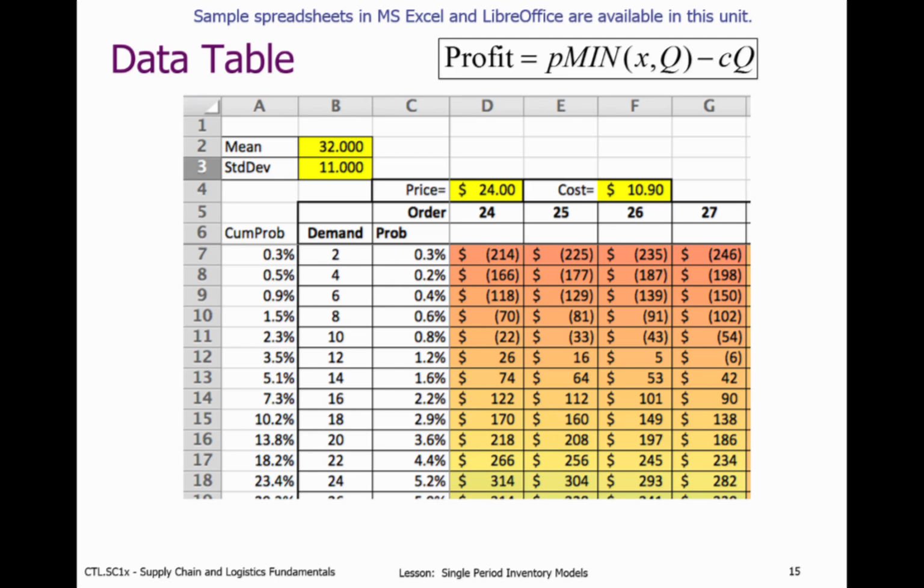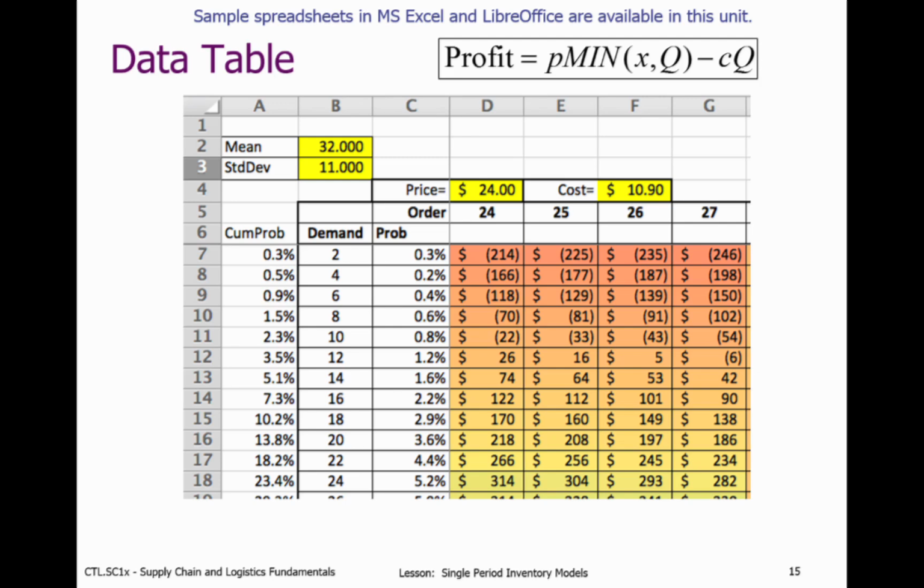Data tables are a great way to test and see different relationships for an equation. So all we're going to do here is try different values of X and Q, the demand and the amount that I order, and see what the profit function tells us. What's the profitability if I order a certain amount and a certain demand materializes?